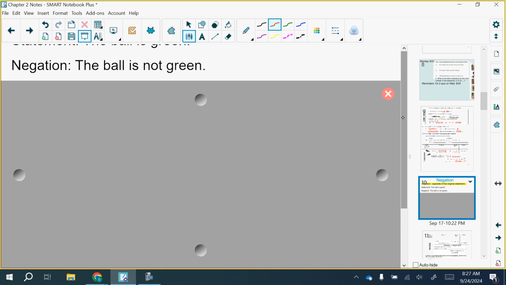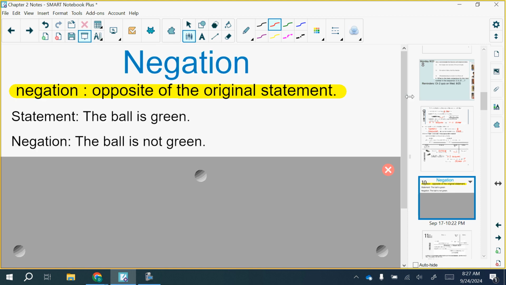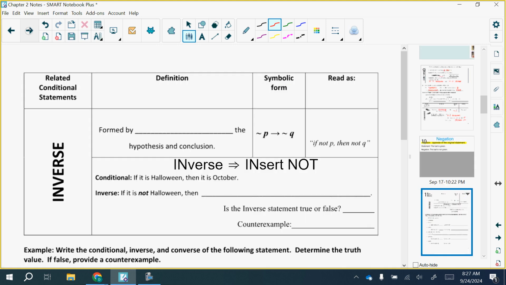Next, to go over a quick definition we need for the next type of statement, we have the negation. The negation just means the opposite of the original statement. So for example, if the statement is the ball is green, the negation is the ball is not green. So it's just the opposite.